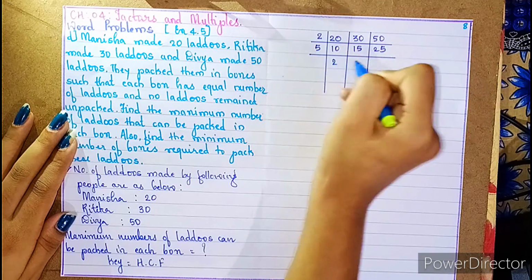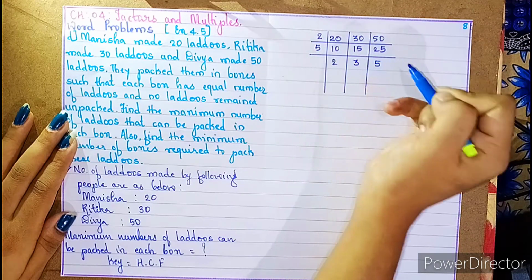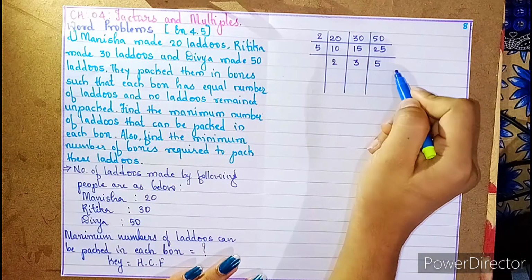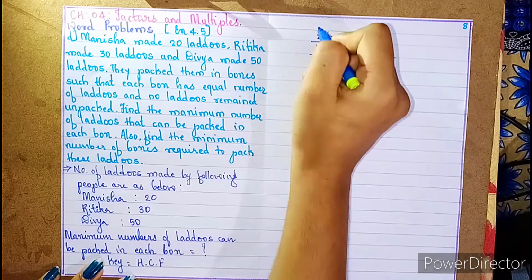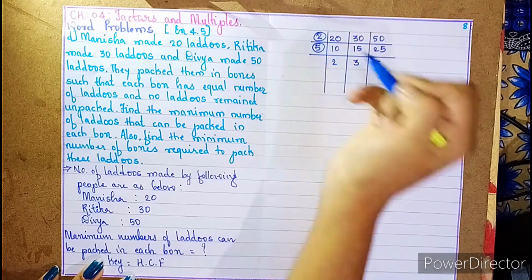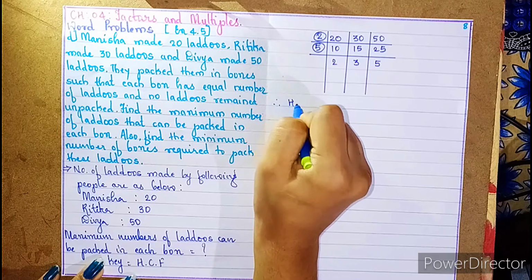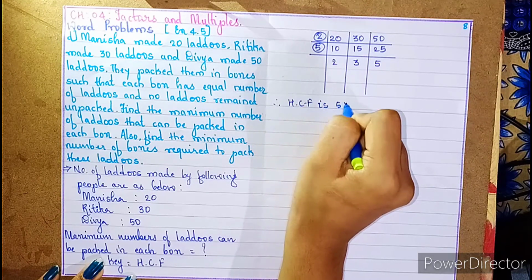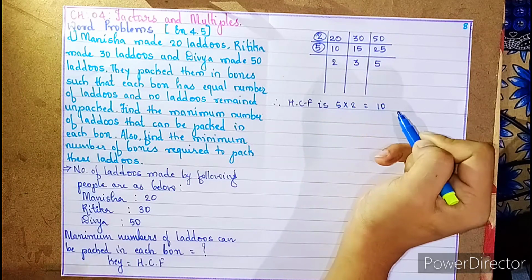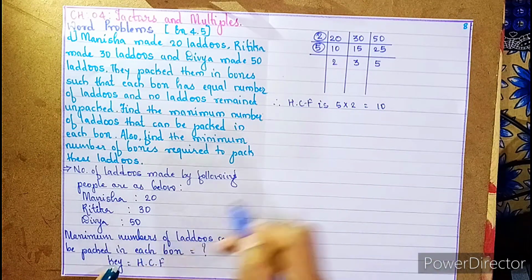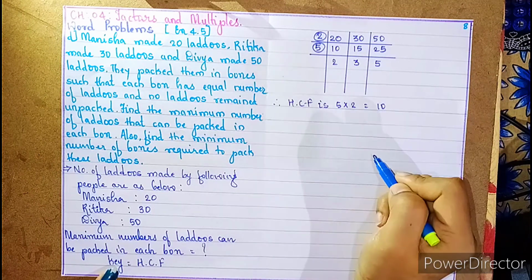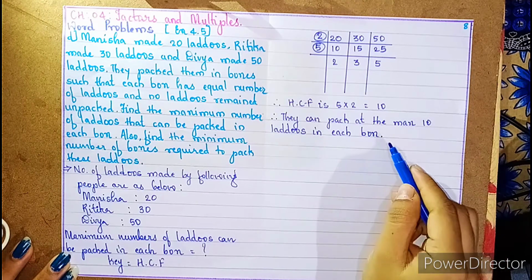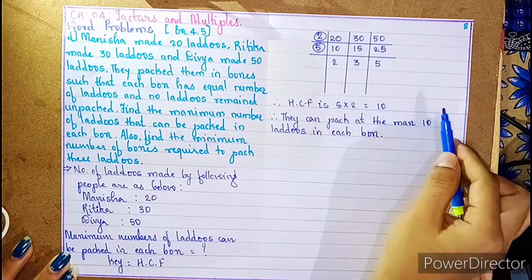So 5 2s are 10, 5 3s are 15, 5 5s are 25. Now we have got prime numbers which are not divisible further. Thus the common factors we have got here are 2 and 5. Therefore the HCF is 5 into 2, that equals 10. Therefore they can pack at the max 10 laddus in each box. But this is not our complete solution.